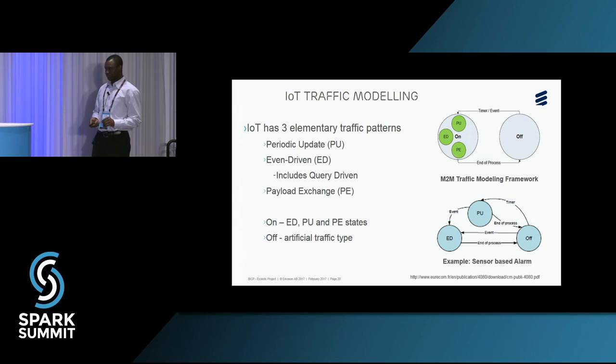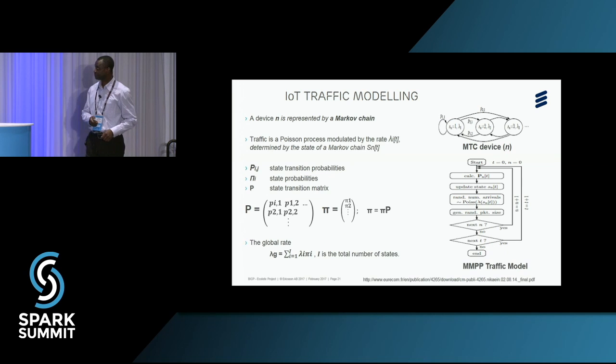On the bottom, we have an example of a sensor. If an event happens, the sensor will go to the ED state, or the sensor could be programmed to ring at a specific time, the PU. So then we model the device using a Markov chain. This is representing when the device moves from one state to another.